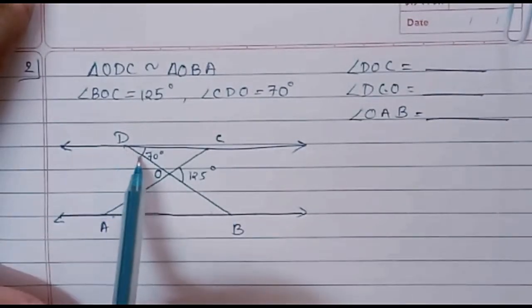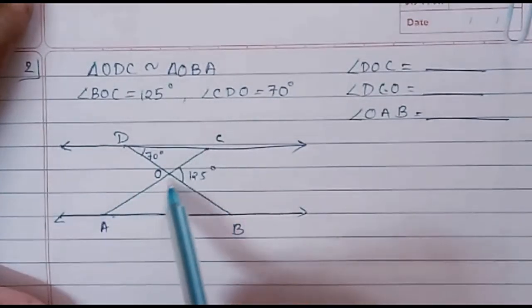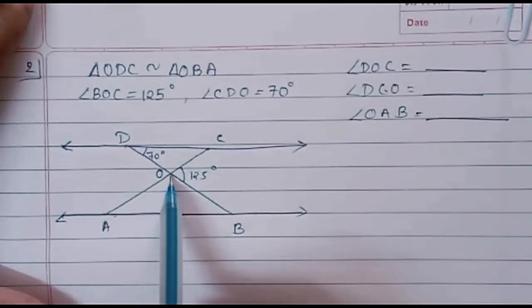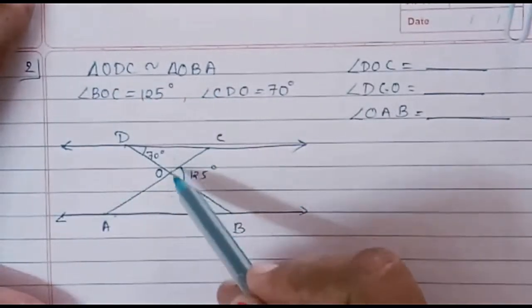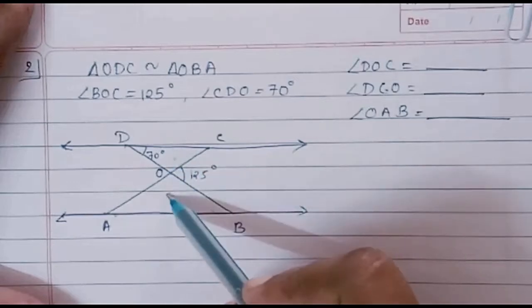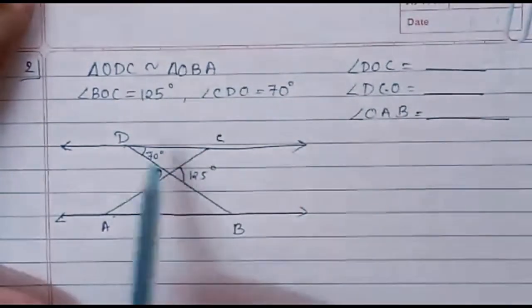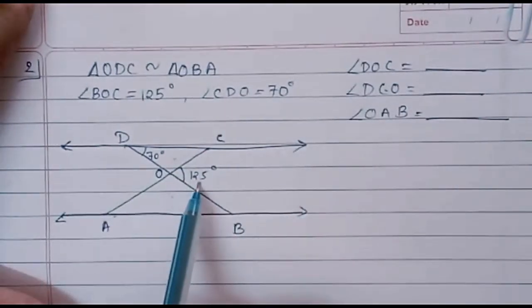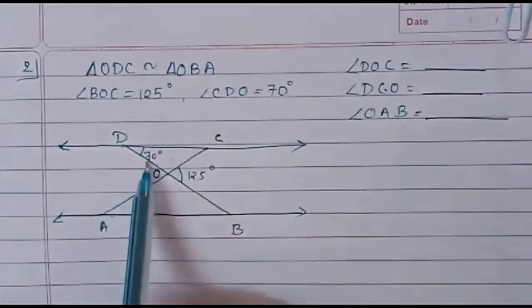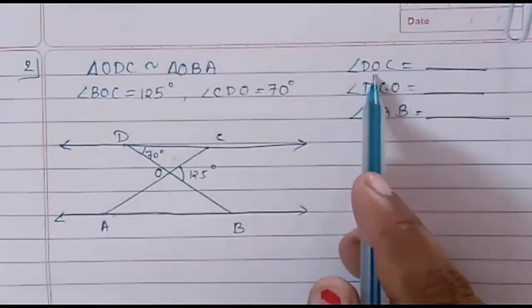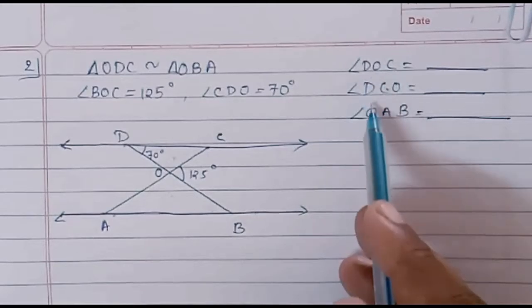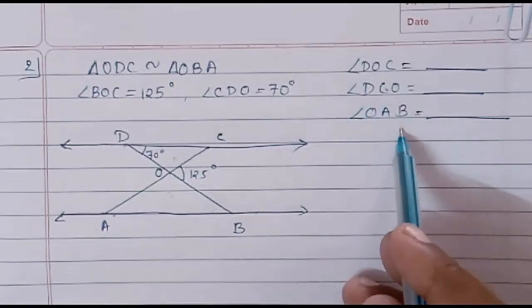We have line segment DB intersecting AC at point O, such that triangle ODC and triangle OBA are similar triangles. These two triangles are similar triangles. Now angle BOC is given to be 125 degrees and angle CDO, meaning this angle D, is 70 degrees. We need to find the measure of angle DOC, angle DCO and angle OAB.